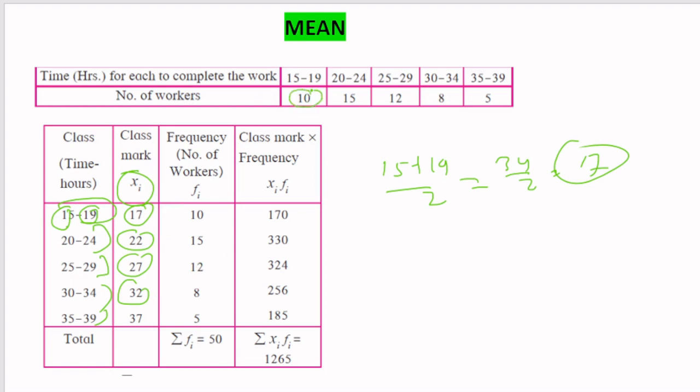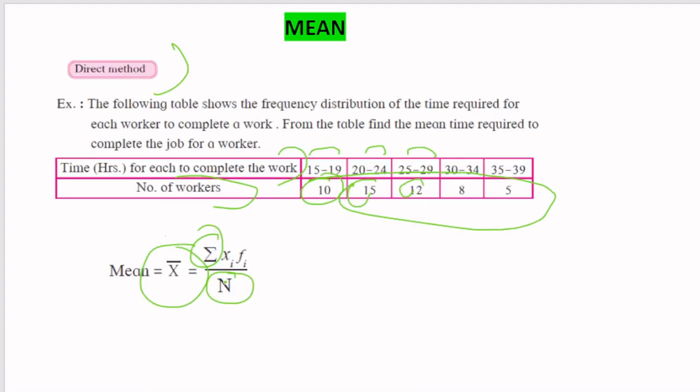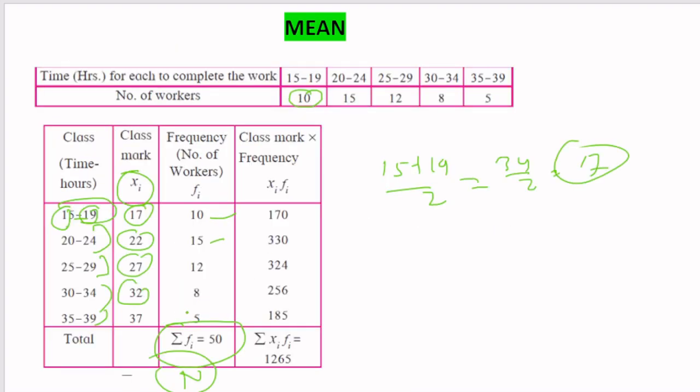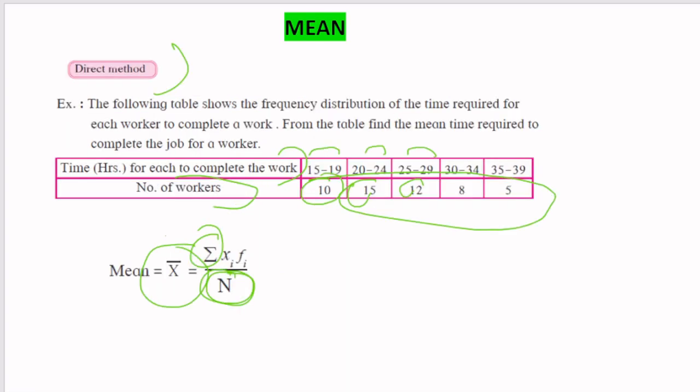How to get fi is already given. Fi is the number of workers. In this range we have 10, in this range 15. The total number of workers is the summation of fi, and this summation of fi is nothing but n, which is in the formula. Now xi into fi: 17 into 10 is 170, 22 into 15 is 330, like that. You have to multiply each and every line and add everything. We will get summation of xi into fi as 1265.